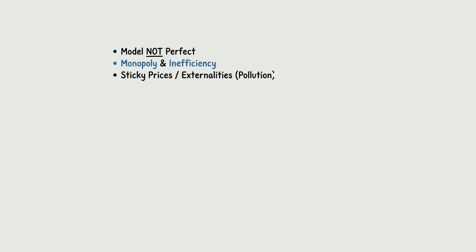But the model isn't perfect. In real life, markets aren't always competitive. Monopolies set prices above marginal cost, creating inefficiency. Prices can be sticky. Firms don't always change prices instantly. There are externalities, like pollution, that the market doesn't account for. There's information asymmetry. One side knows more than the other. And people aren't always rational. Behavioral economics shows that consumers can be influenced by framing, anchoring, and loss aversion.